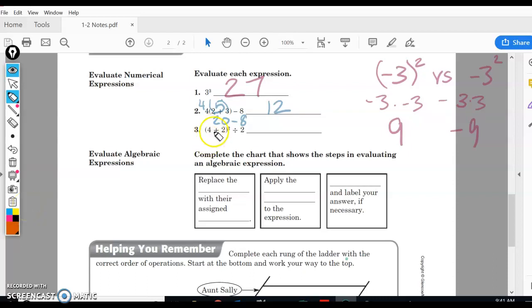Next one, grouping first. 4 plus 2 is 6, parentheses squared divided by 2. Exponents next. 6 squared is 36. Divided by 2 makes 18.